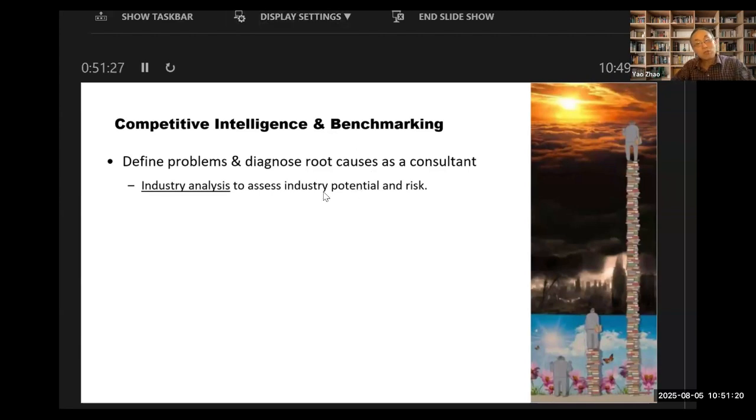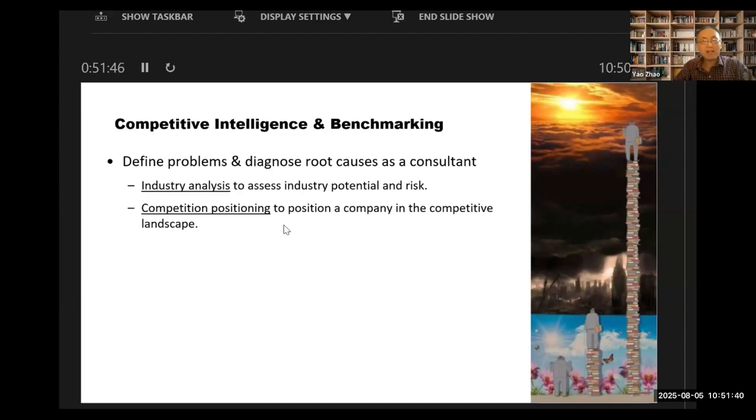So this module starts with industry analysis, right? For companies to assess the industry potential and risk. Is this an industry we want to carry on in, we want to stay in, right? And the second part is competitive positioning, which is really how to position our company in the competitive landscape, to see where we stand.